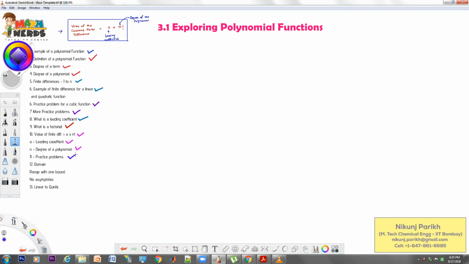Now, if you look at the graph, and just by looking at the graph, if you want to say whether this graph is a graph of a polynomial or not, then you need to know certain characteristics of the graph, right? So there are 3 characteristics that you should know. One is that the domain of a polynomial function is x belongs to R.